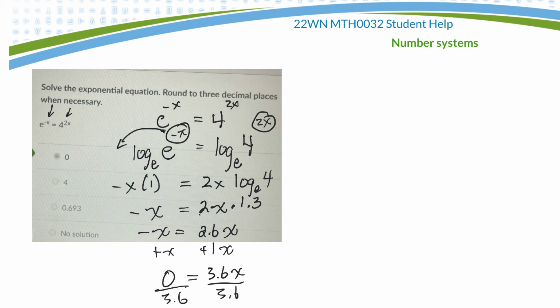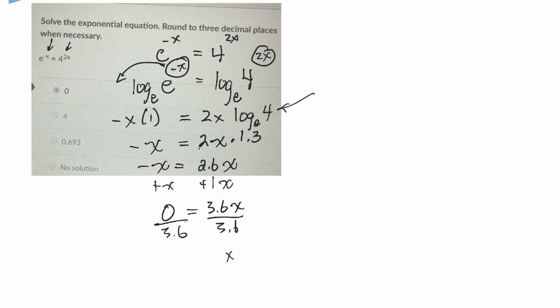Notice that it doesn't matter what this number comes out to. Typically it would, but in this case, you're dividing 0 by 3.6. 0 divided by anything is just still 0. So your answer is right there.